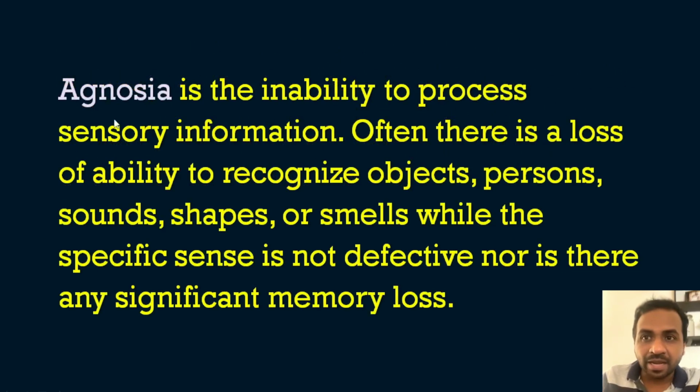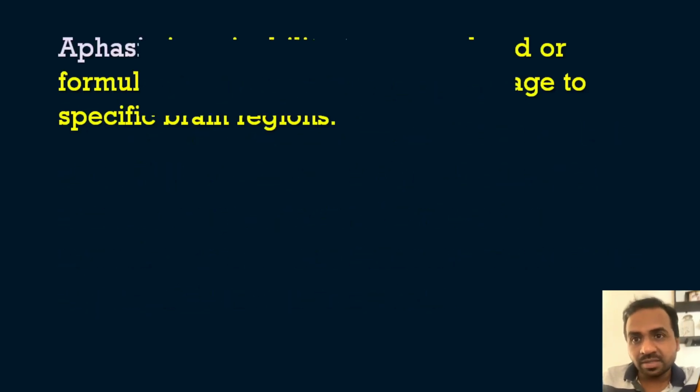Then comes agnosia. It is the inability to process sensory information, and there is a loss of ability to recognize objects, persons, sounds, shapes, smells, while the specific senses are not defective, and there is no significant memory loss also. So there will not be any problem with the sensory organs, and there will not be any significant memory loss, but there will be inability to process the sensory information. So that is agnosia. Then comes aphasia.